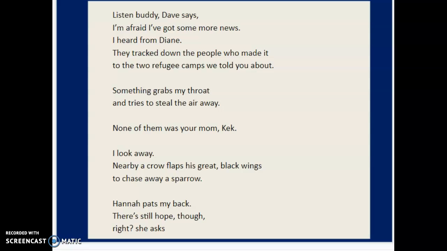Something grabs my throat and tries to steal the air away. "None of them was your mom, Keck." I look away. Nearby, a crow flaps his great black wings to chase away a sparrow. Hannah pats my back. "There's still hope, though, right?"